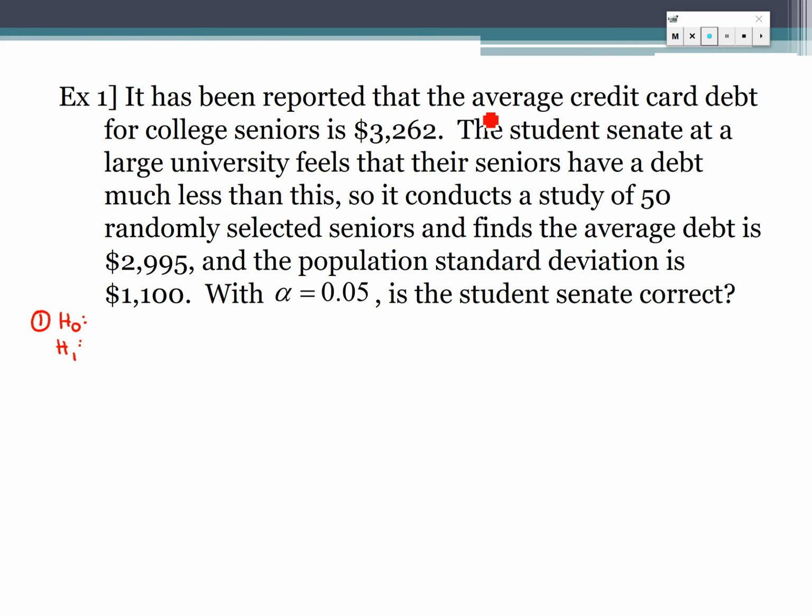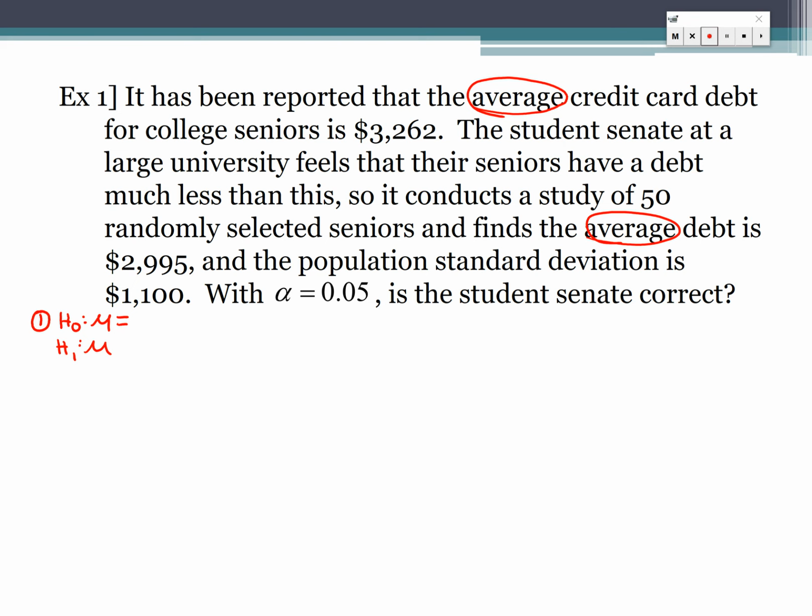It's been reported that the average credit card debt, the Student Senate finds the average debt is. So there's a couple places right there where we know we're dealing with a mean. So we're going to have mu as our symbol. And the null hypothesis always shows there's no difference. It always has the equal to. So at the very least, if you're doing a practice question like, oh, Miss Golly, help me write these hypotheses, you should at least be able to get that start for me.